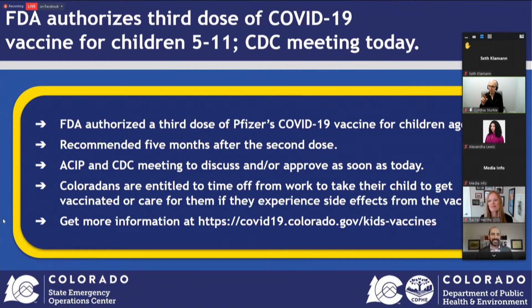Thank you, Director Bookman. So just a couple of days ago, the FDA authorized a 3rd dose of Pfizer's COVID-19 vaccine for kiddos aged 5 to 11 who are at least 5 months out from their 2nd dose. Pending a recommendation from the Advisory Committee on Immunization Practices and formal approval by the CDC director, our COVID-19 vaccine providers in the state could soon begin administering these 3rd doses to kiddos 5 to 11.